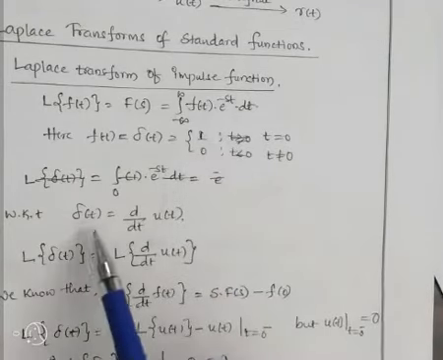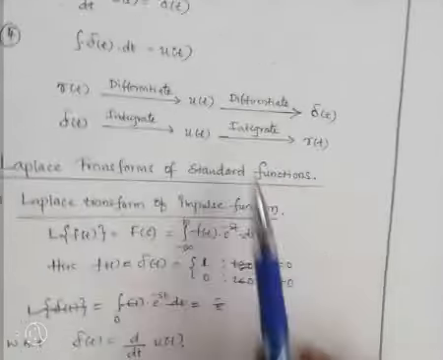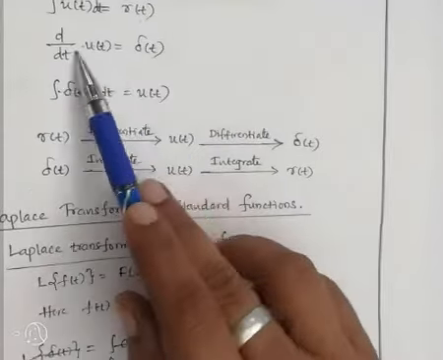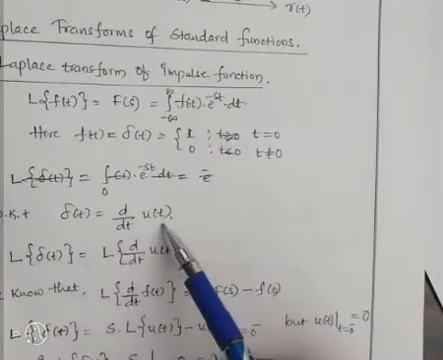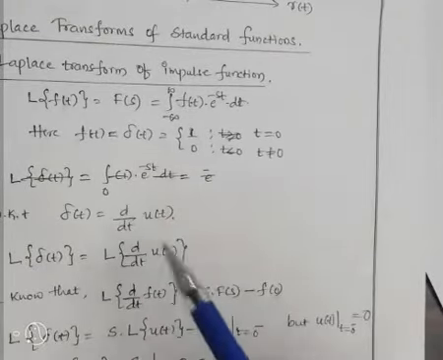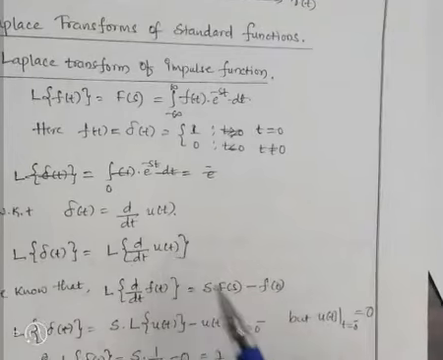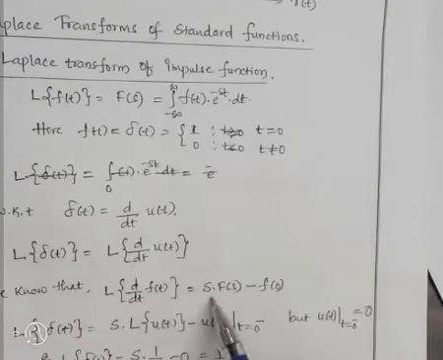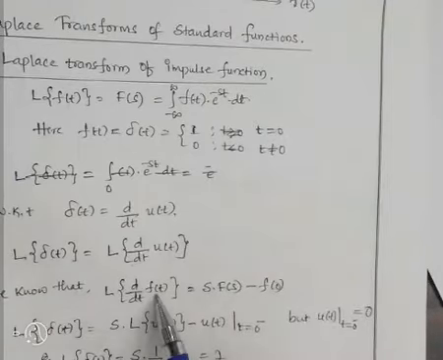Substitute. We know that one relation. Delta of t, already we discussed, is the differentiation of u of t. Hence, delta of t equal to the differentiation of u of t. Already we discussed the properties of the Laplace transform. The Laplace transform of the differentiation of a function, we write as s into F of s minus f of 0. Here f of t equal to u of t.